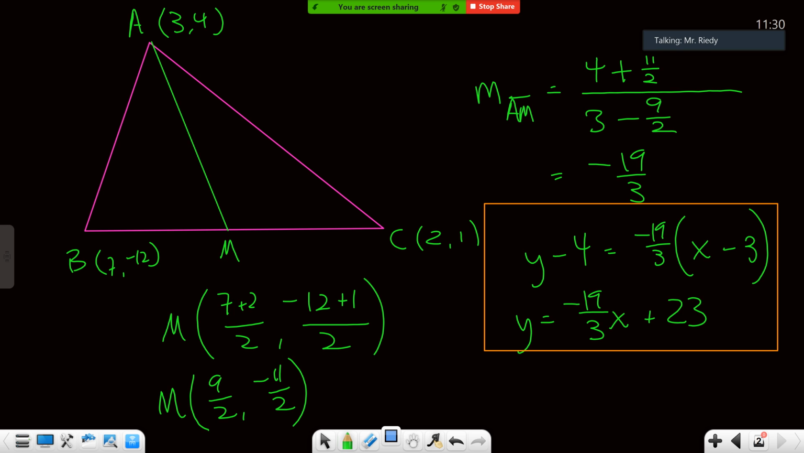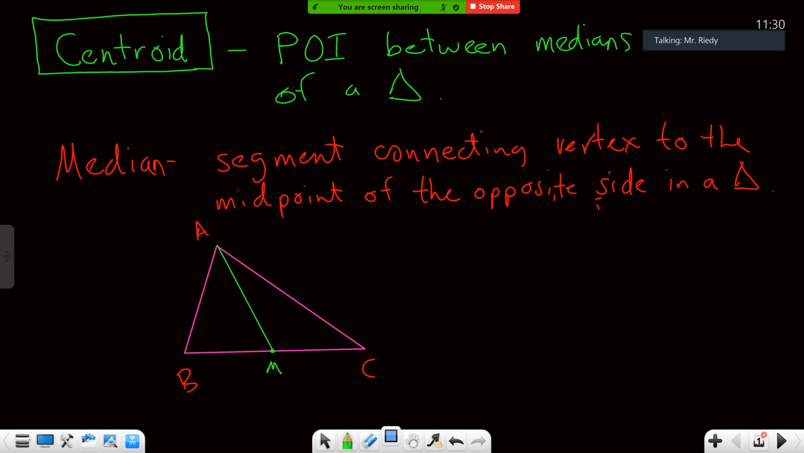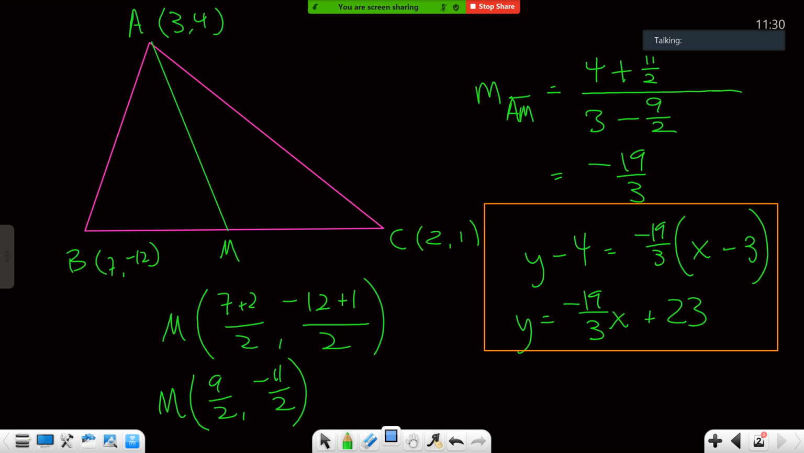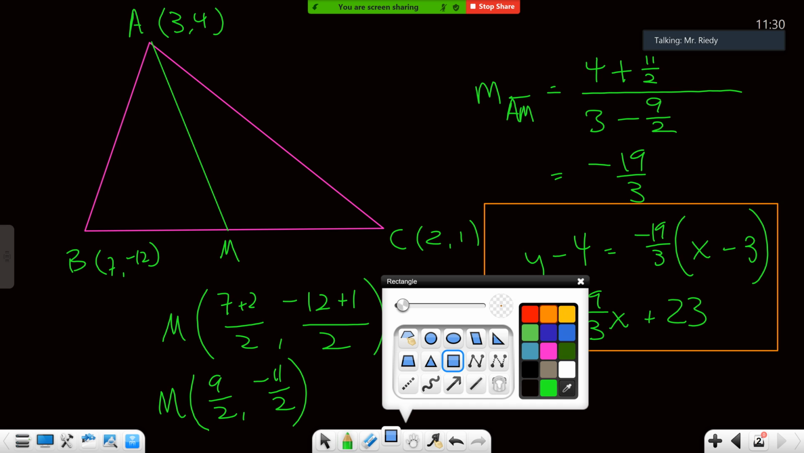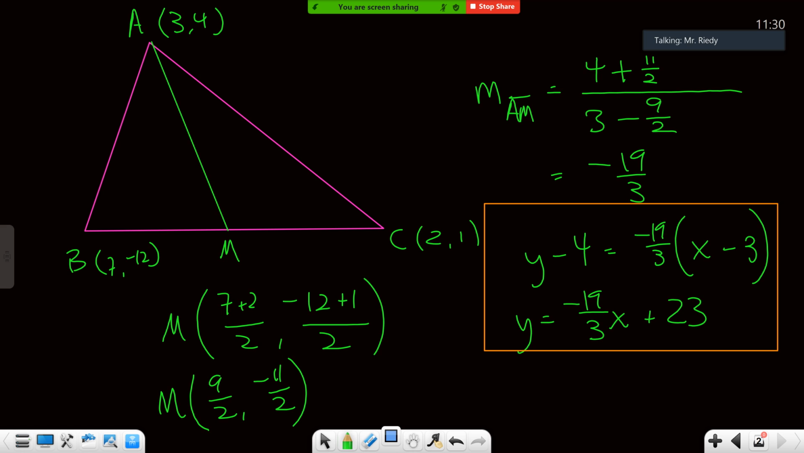Okay, good. The mechanics is something you need to know. What's new is the definition. What is a median? Well, there it is. There's an example for you. But being able to find it mechanically is something that should be second nature for you. And now we're talking about triangle centers. So how do we expound on this? Well, we take a look at the other medians.